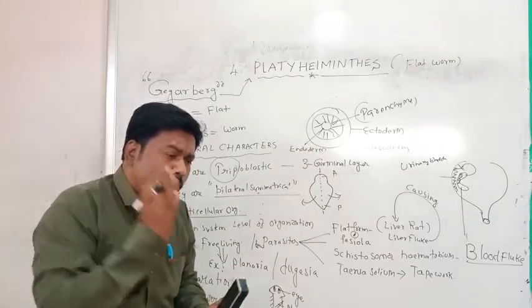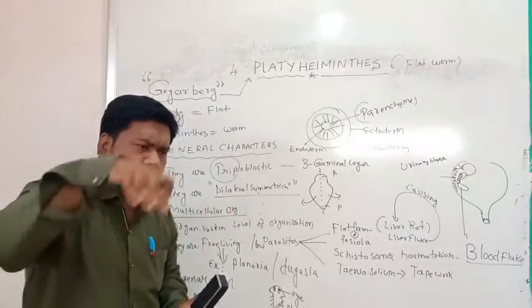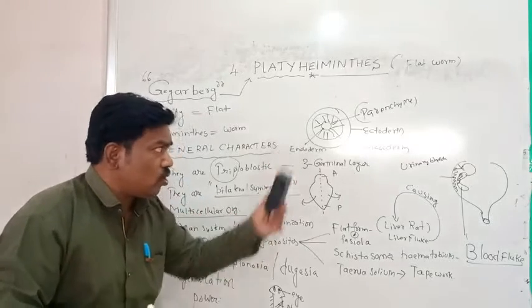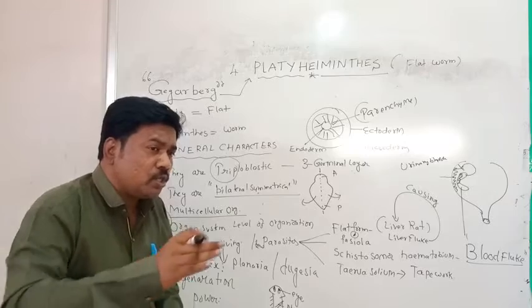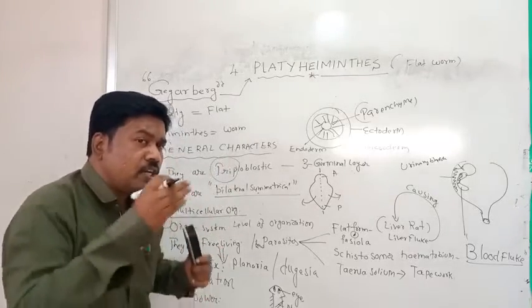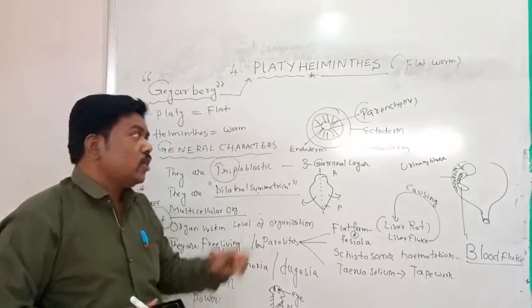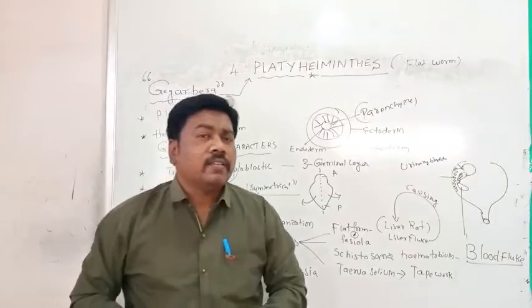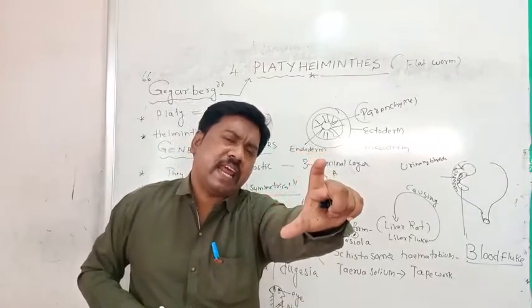Between the body wall and organs, the space is completely filled by a tissue. That tissue is called parenchyma. This parenchyma helps in the distribution of digested particles to the various organs. Right? That is the function of the parenchyma. And due to the presence of that parenchyma, they do not have a body cavity. The body cavity is completely absent.